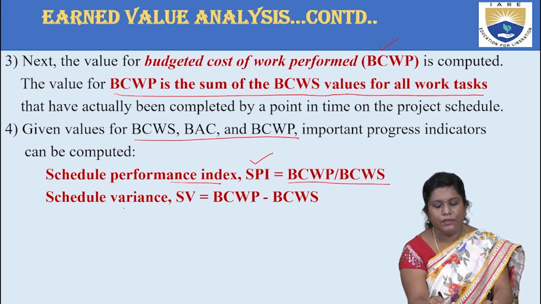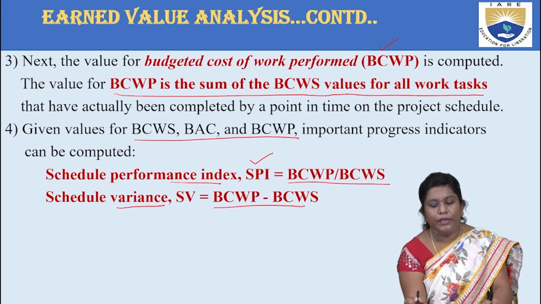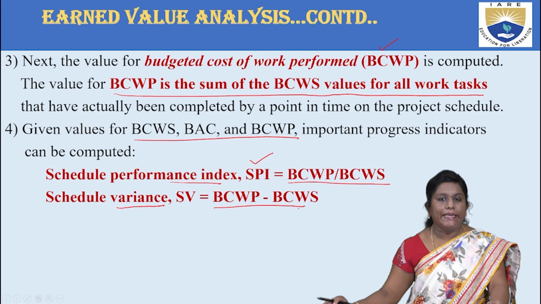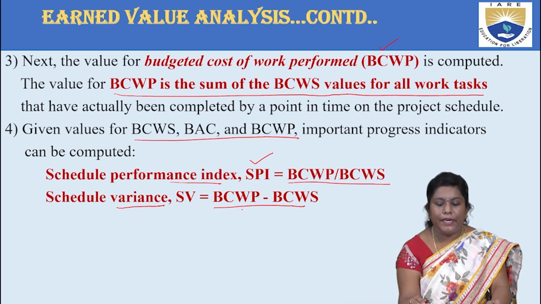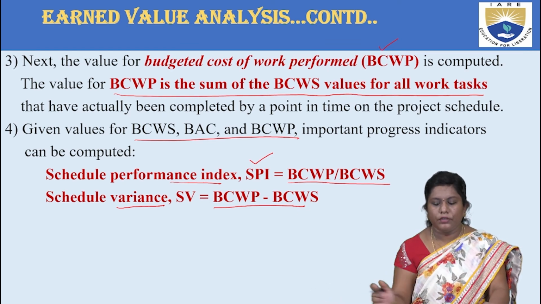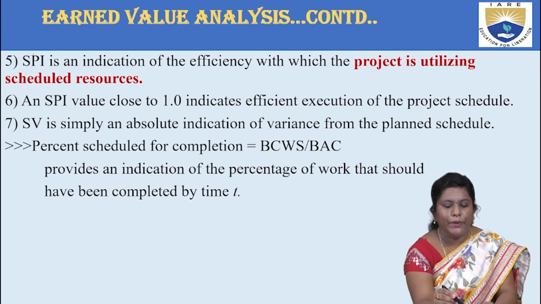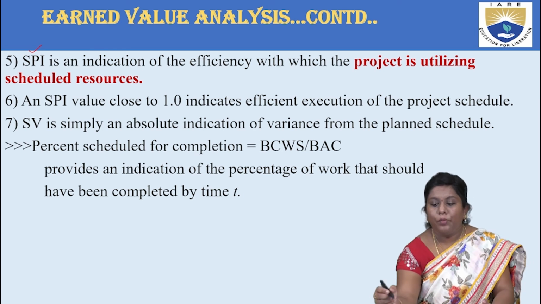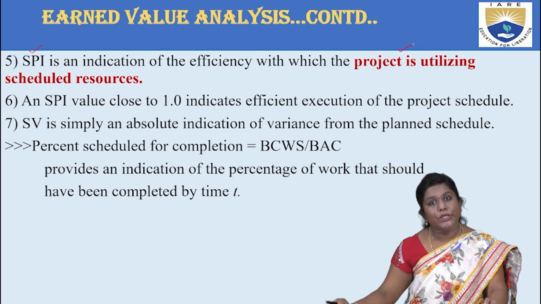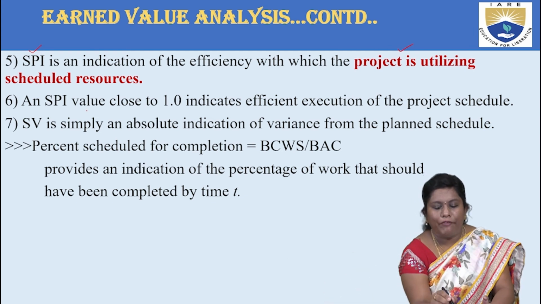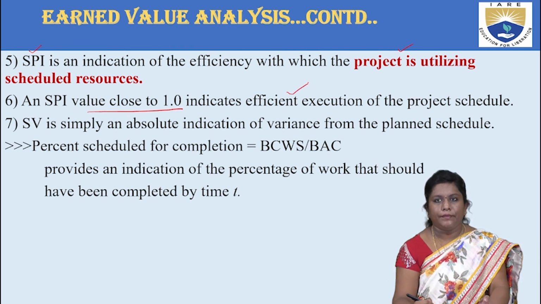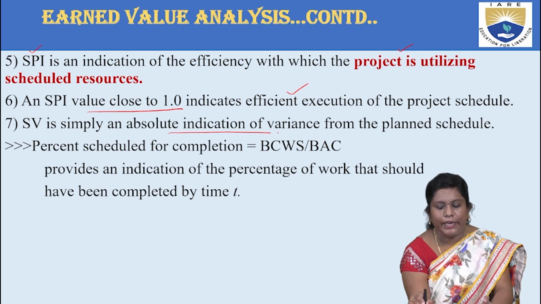Now to calculate the variance, you are supposed to find out the difference between these two things. That is SV equal to BCWP minus BCWS, that is budgeted cost of work performed minus budgeted cost of work scheduled. And what is this SPI trying to indicate? It is telling us how much of the project is being utilized from the resources that are available. If your value is close to 1.0, then efficient execution will happen, right? And SV is simply an absolute indication of the variance.